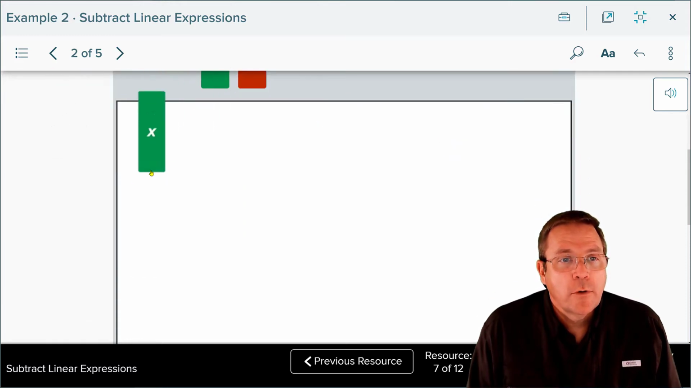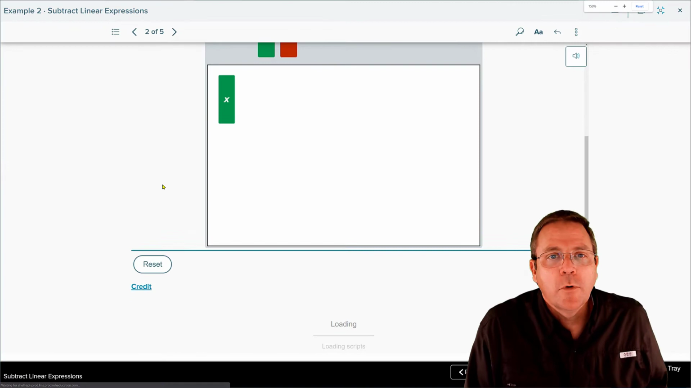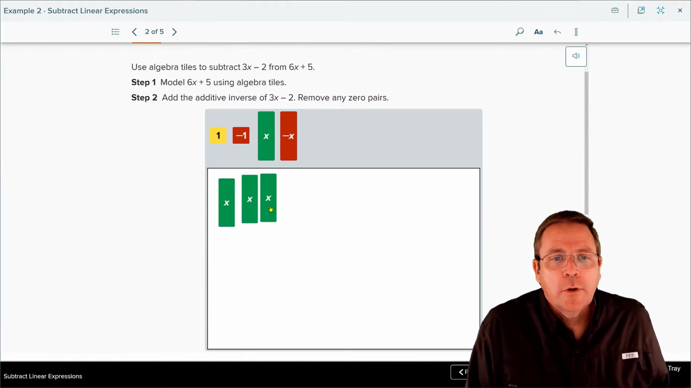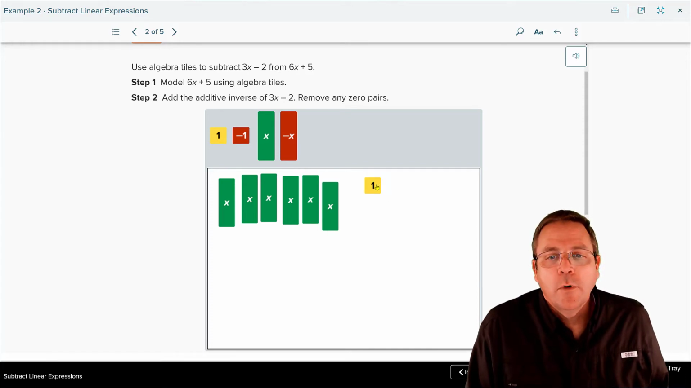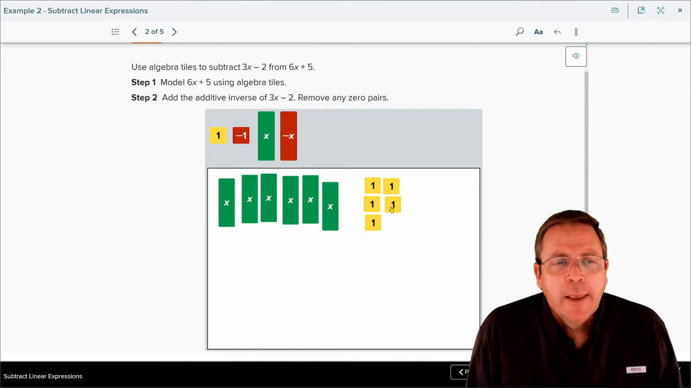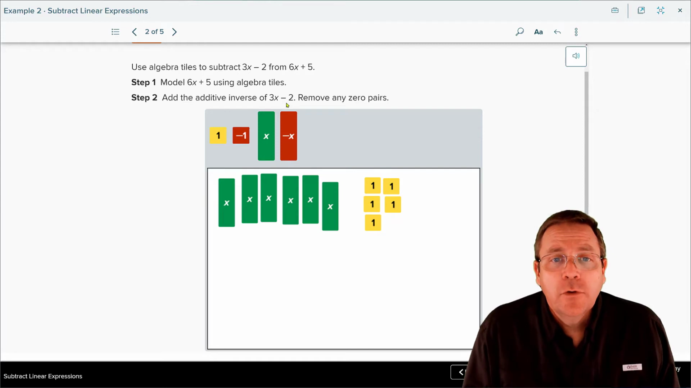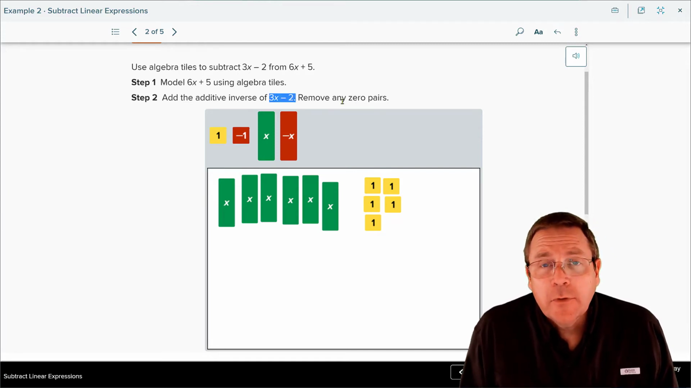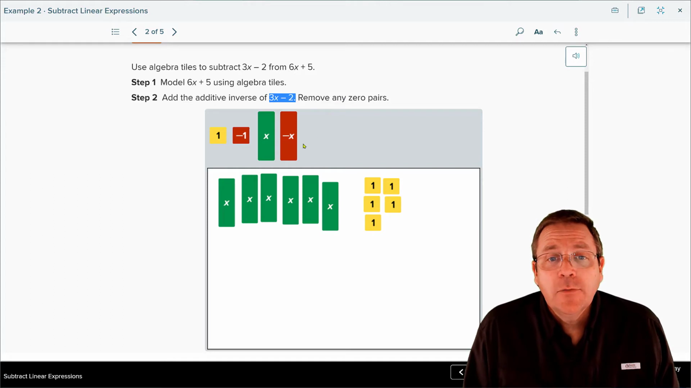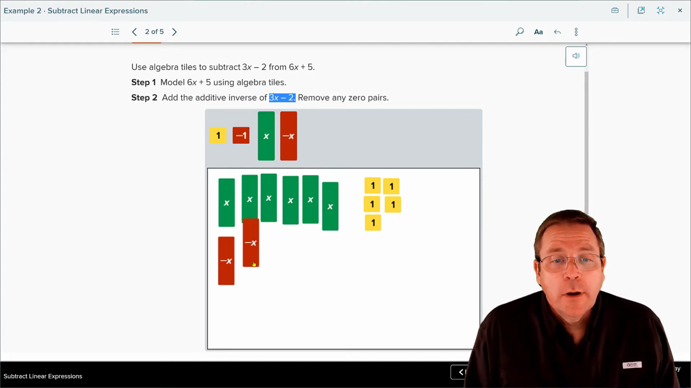So we're going to put our 1, let's make this smaller so I have some room to work with here. 2, 3, 4, 5, 6, and then 1, 2, 3, 4, and 5. So there's our 6x plus 5. And now we get to add the additive inverse of 3x minus 2, and the opposite of 3x minus 2 is going to be negative 3x plus 2. So I'm going to put 1, 2, 3, and then minus 2 became plus 2, 1, 2.